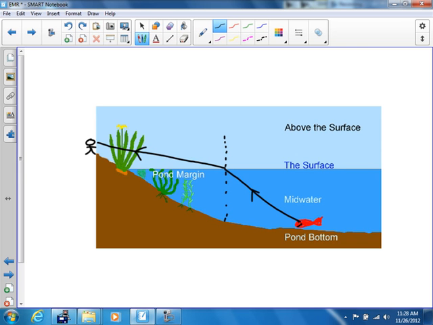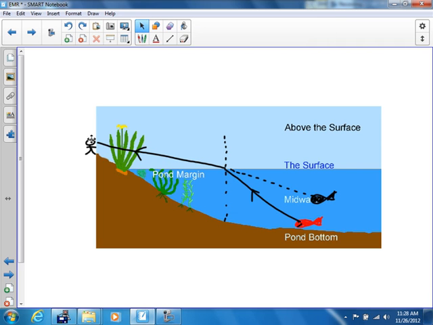So what's he going to see? A fish. But where is he going to think the fish is? He's going to think the fish is right here, because his brain thinks that light always travels in a straight line. His brain interprets that ray of light that enters his eyes as having been traveling in a straight line from the time that it was reflected off of the fish. So when he sees the fish, he sees the fish shallower than it really is, and he also sees it a little bit further away than it really is. Does that make sense? He doesn't see it where it really is.